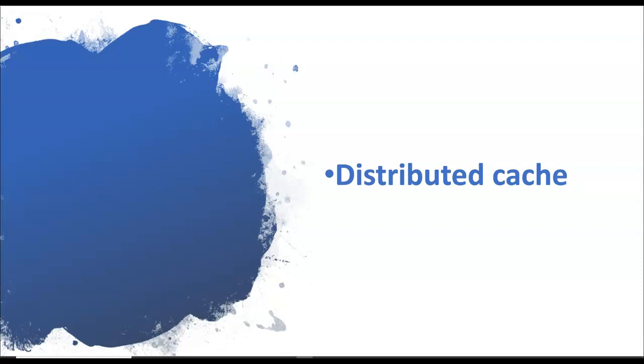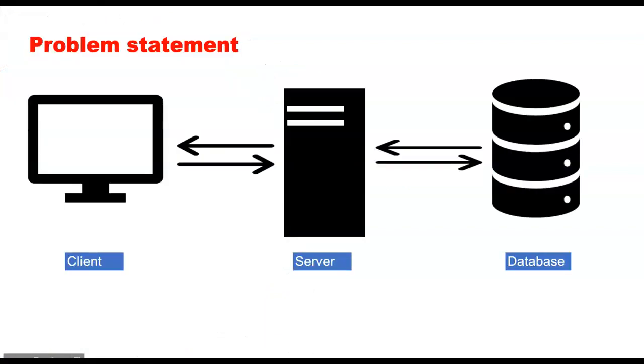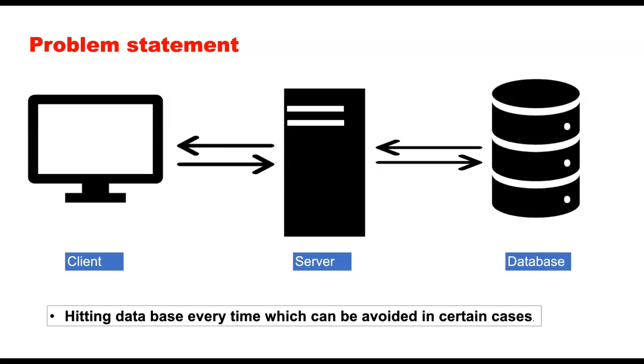First of all, let's look into the simple problem of a web application where the client can ask for some information from the server, and the server fetches the information from the database and returns it back to the client. Here the problem is that the client can ask for the same information again and again. Instead of identifying that the request was already served, the server will always look to the database, fetch the information, and give it back to the client. That means the server is hitting the database every time, which we can avoid in certain cases.